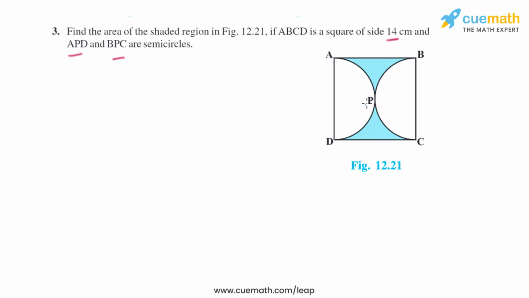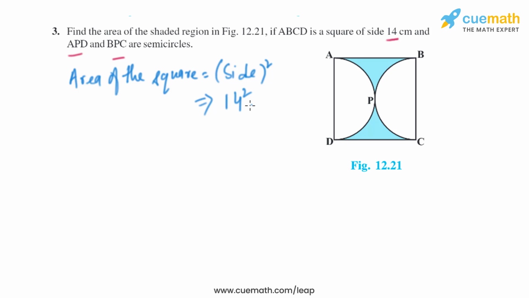So we can find the area of the semicircles, and when we subtract them, we will get the area of the shaded region. So let's find the area of the square. We know that the area of a square is basically side square, and the length of the side is given, that is 14 centimeter. So it will be square of 14, or we can say 14 multiplied by 14, and on solving this we'll get 196 square centimeter. That is the area of the square.